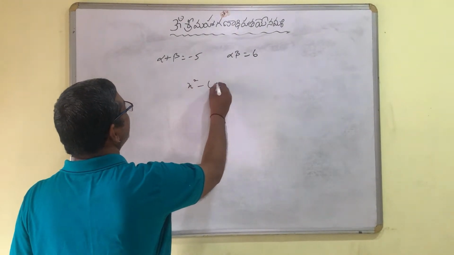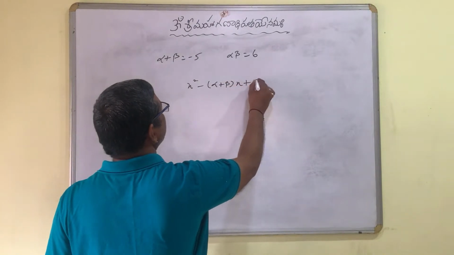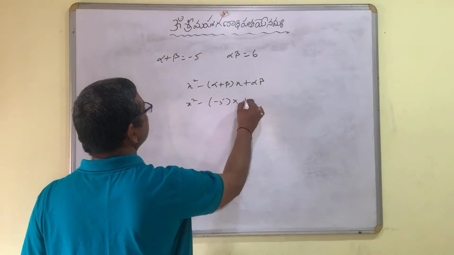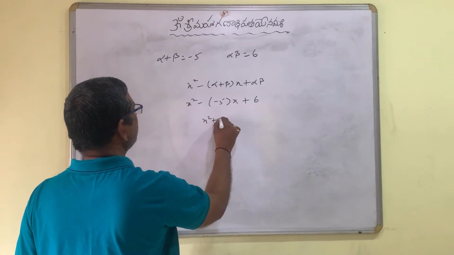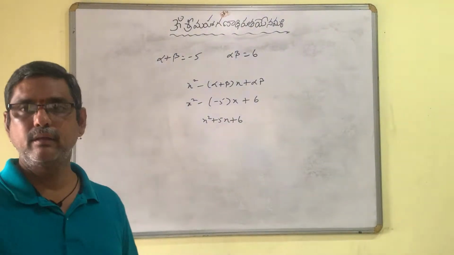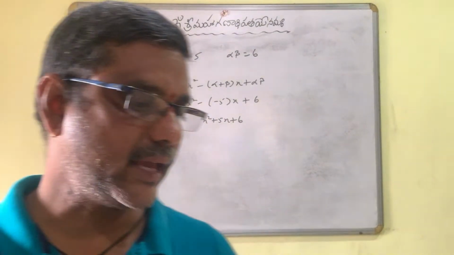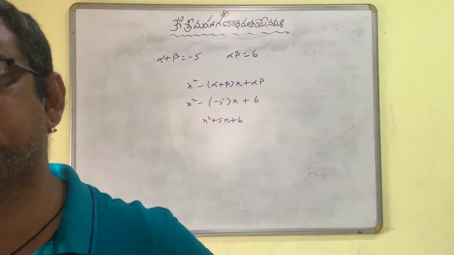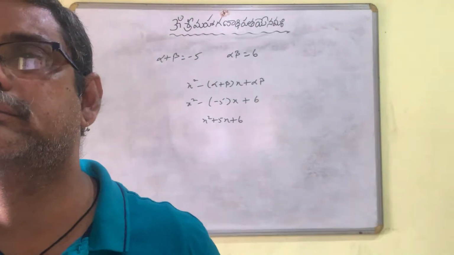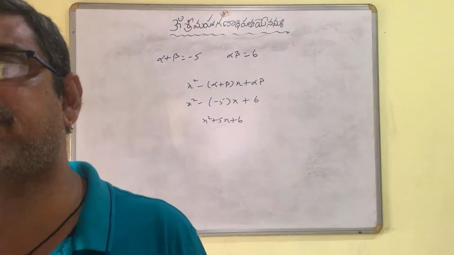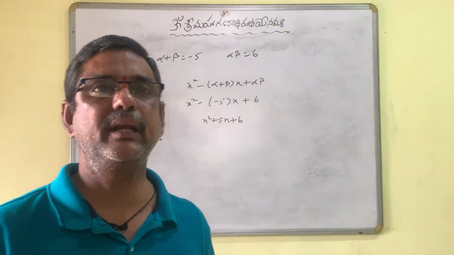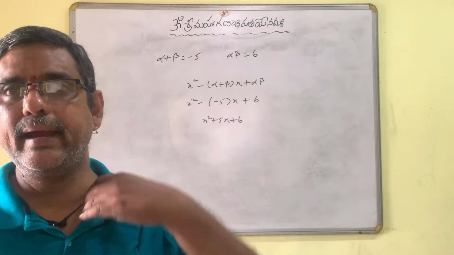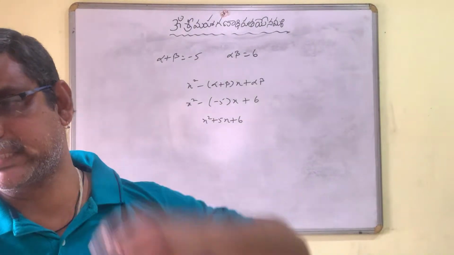Yes, x square minus alpha plus beta into x plus alpha beta. So x square minus minus 5 times x plus 6, that is x square plus 5x plus 6. So the answer is A. Many students wrote B. But if you clearly observe the formula, the middle term is negative of alpha plus beta into x.